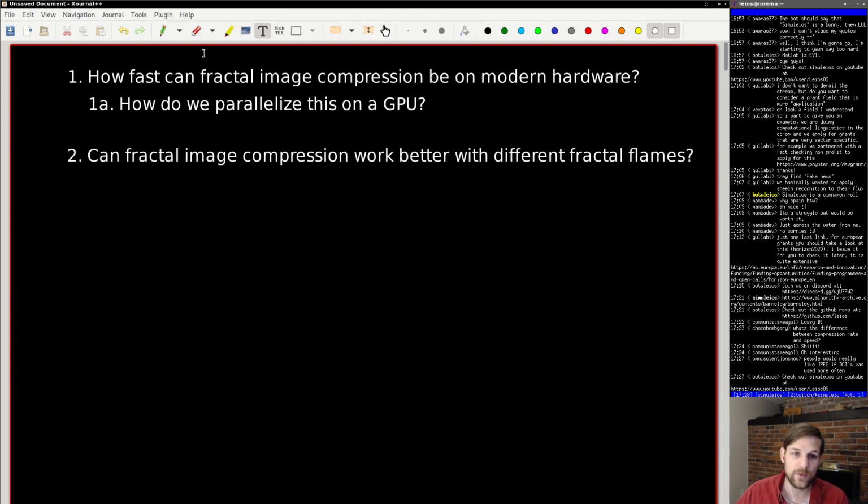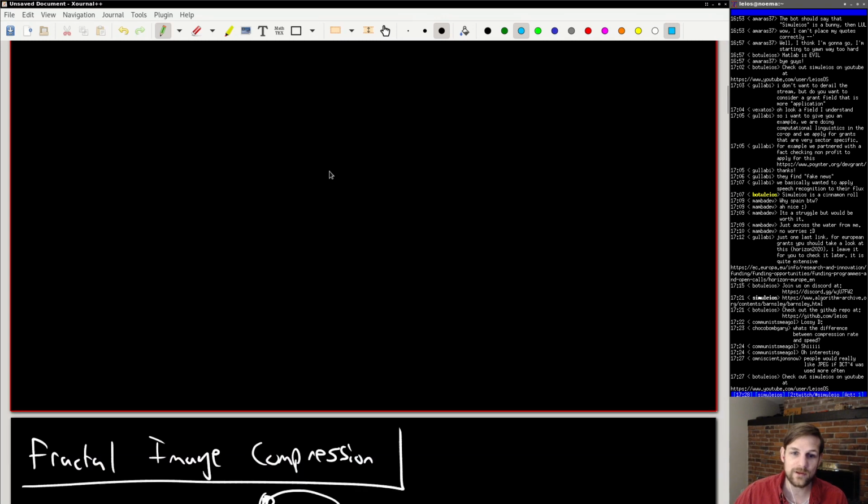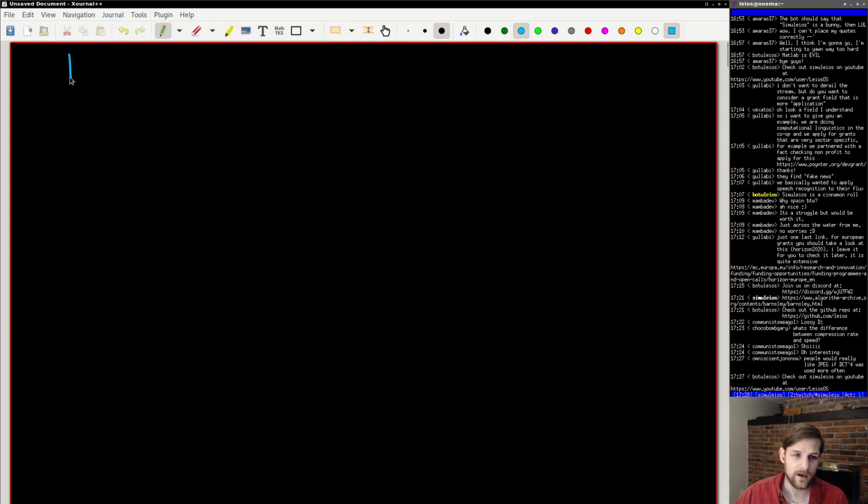Okay, but this question of how do we parallelize this on the GPU is another really good question because of the way iterated function systems work. So, journal, new page. We talked about iterated function systems before, but for those of you who may not have been here for a while, and I kind of just introduced it without really introducing it here on stream, let's just talk about it.